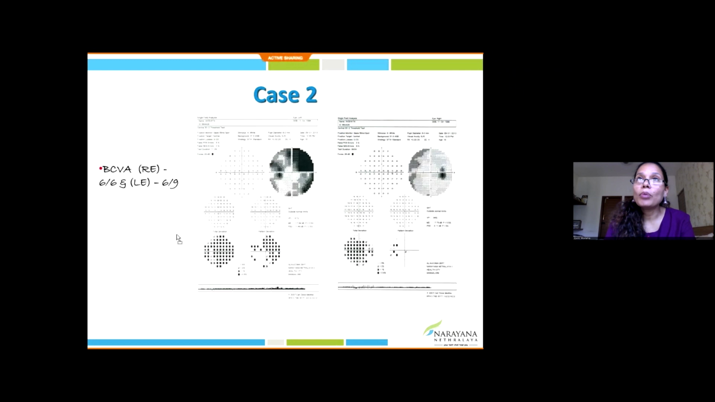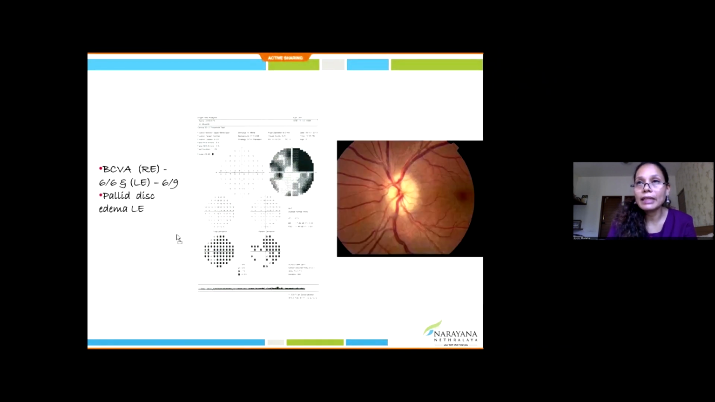Here we can see both the field tests put together, but it's involved only in one eye. When it's unilateral, we are looking at anterior to the chiasma. You can see it's the left eye with less vision, an arcuate scotoma. Therefore, we go back and look at the nerve carefully. What we notice is a pallid disc edema. Obviously, in this situation, you would have picked up the nerve before you go on to the field test.